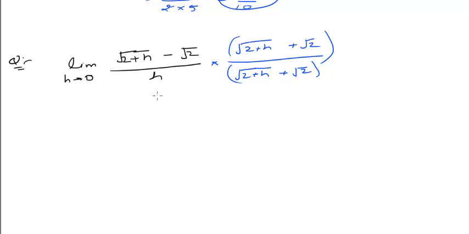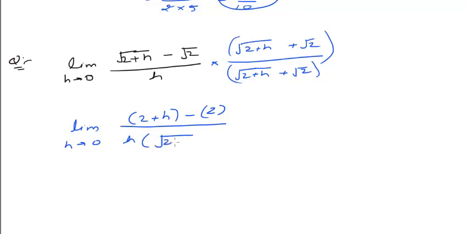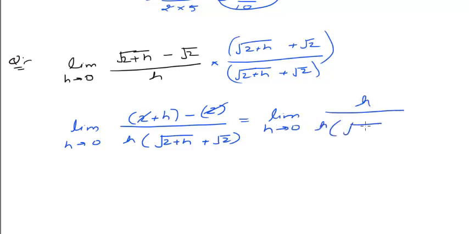So a minus b into a plus b will give you what? This expression will now become limit h tending to 0, a square minus b square: a square will be 2 plus h, minus b square, which will be 2, divided by h into under root 2 plus h plus under root 2. Yes or no? Now this 2 and this 2 will get cancelled out. So what we have now is limit h tending to 0, h by h into under root 2 plus h plus root 2.